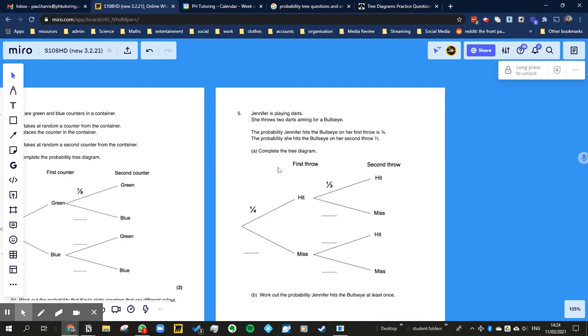Jennifer is playing darts. She throws 2 darts, aiming for a bullseye. The probability she hits the bullseye on her first throw is a quarter. The probability she hits a bullseye on her second throw is 1/3.